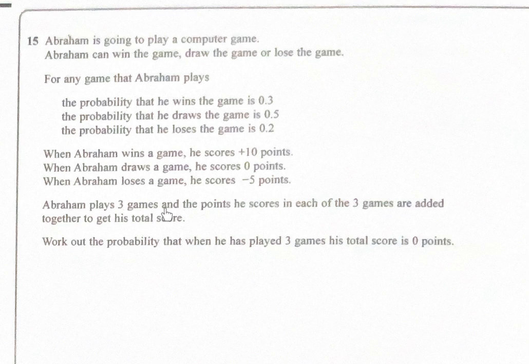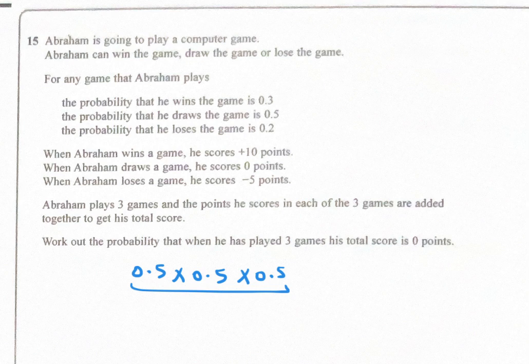Abraham plays 3 games, and the points he scores in each of the 3 games are added together to get his total score. Work out the probability that when he has played 3 games, his total score is 0 points. The score will be 0 if he draws in all games. The probability to draw is 0.5, so 0.5 times 0.5 times 0.5. This is the first case.